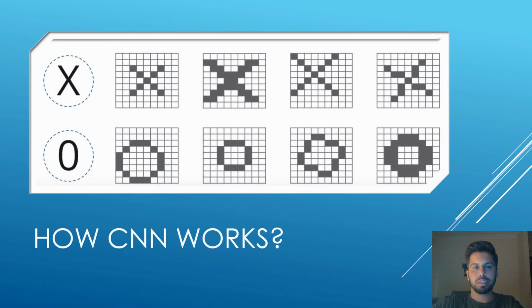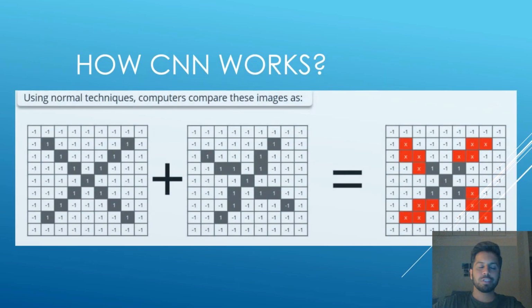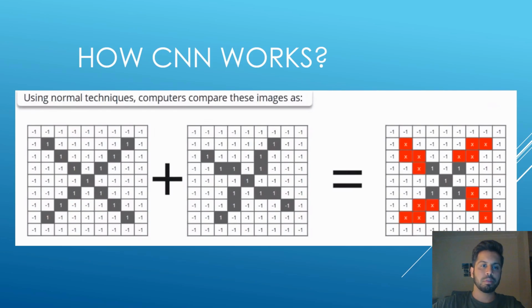How a CNN works, we are going to use an example of 2 characters which we can show can be written in many ways. For instance, the X can be written in these 4 ways shown in the picture. Using normal techniques, computers compare two images by bit comparing their data. And if we do this for the example that we previously mentioned, and we take 2 of the images for X and we compare them, we see that many of the blocks on the right don't match. So the traditional approach cannot be used to identify any character.